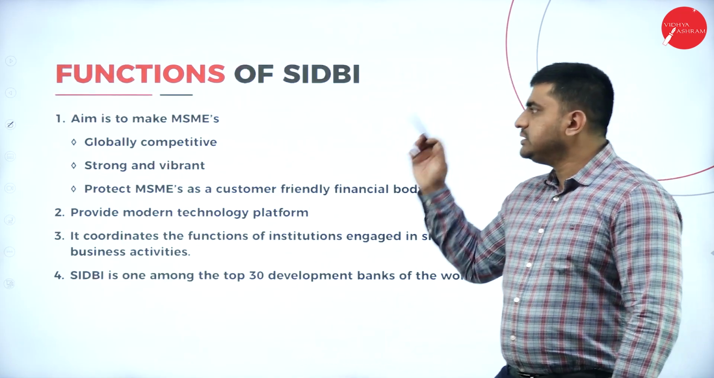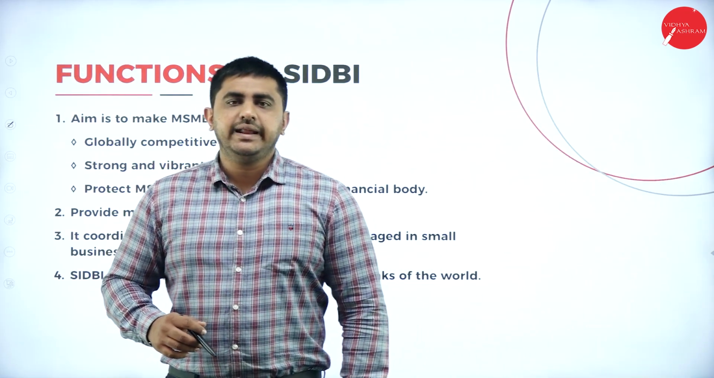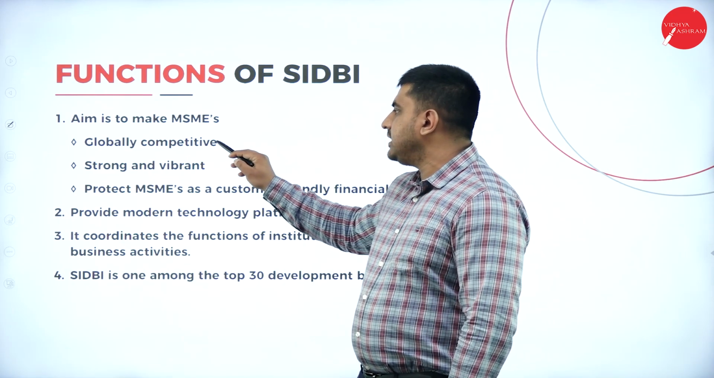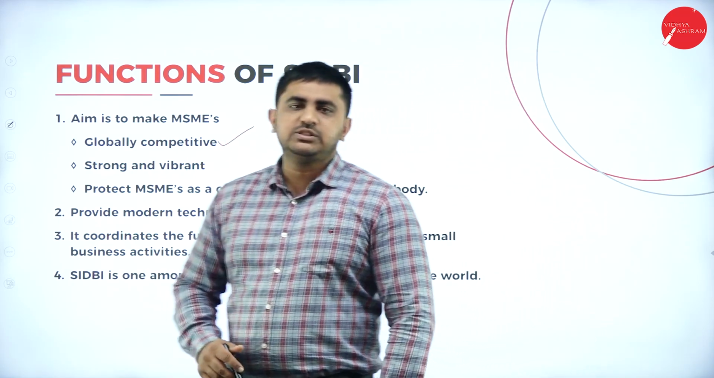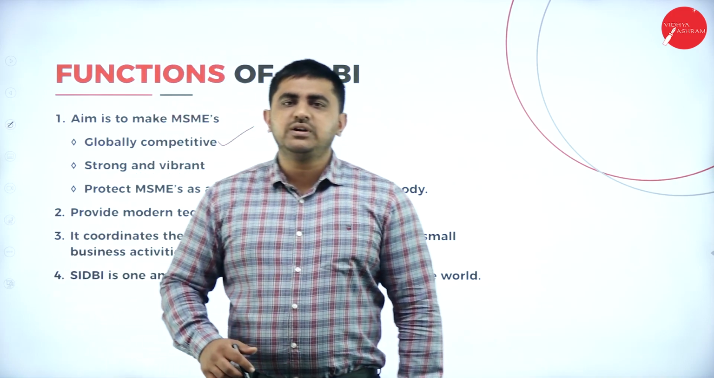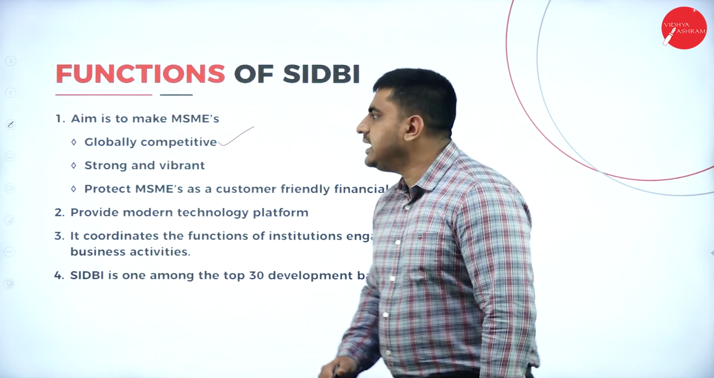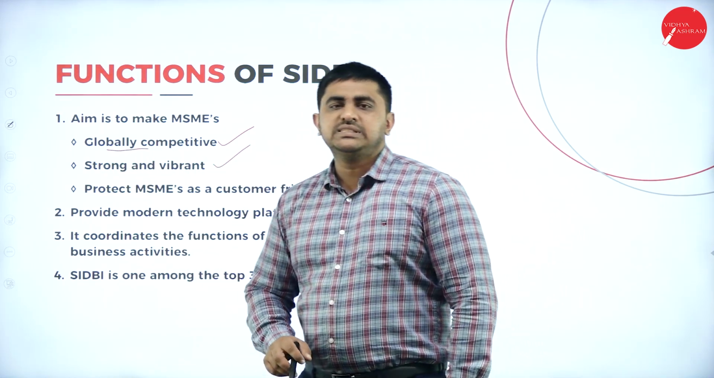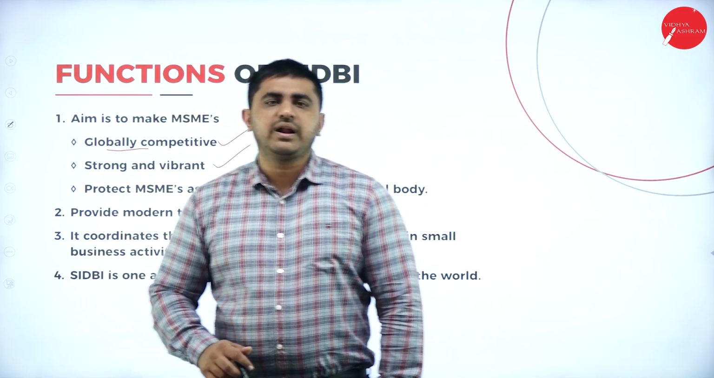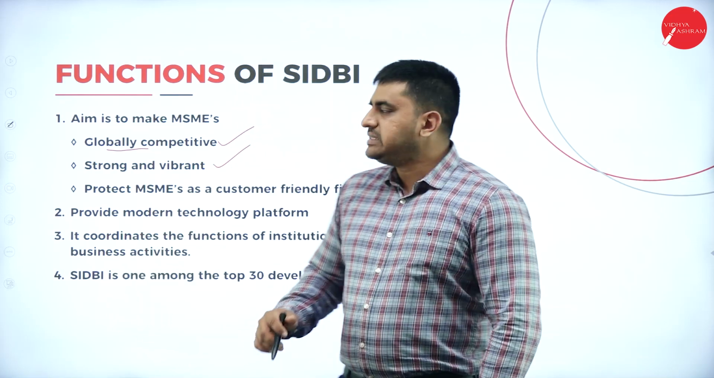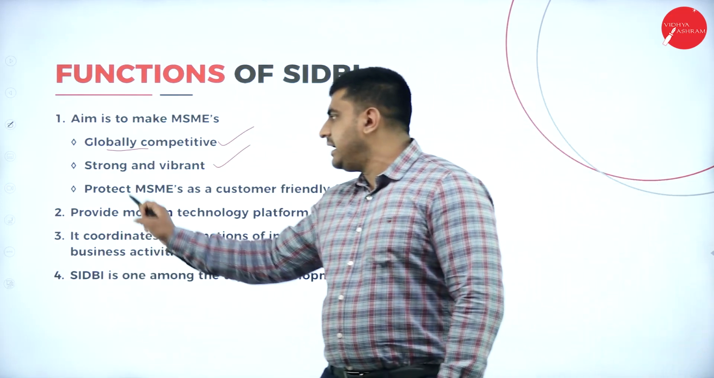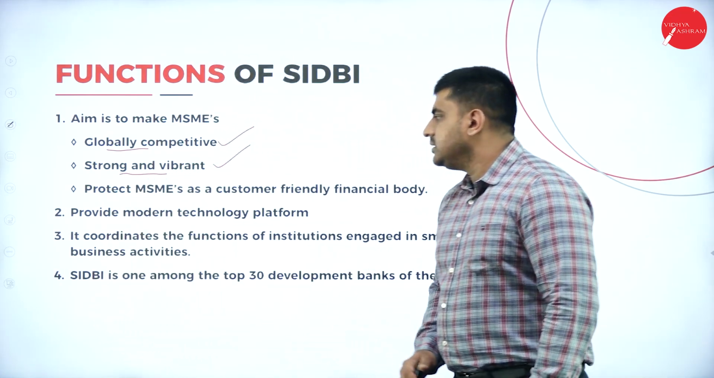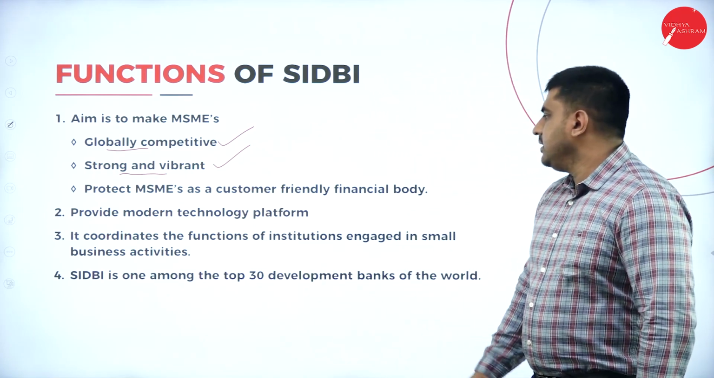So next, functions of SIDBI. What are the different functions that SIDBI gives? First one is, the aim is to make SMEs globally competitive. That is, it wants MSMEs to produce quality products and export those quality products abroad so that they become globally competitive. Next, strong and vibrant. They want MSMEs not to come out with poor quality products and service. They want the small businesses to become very strong and vibrant so that they can compete in the international market.